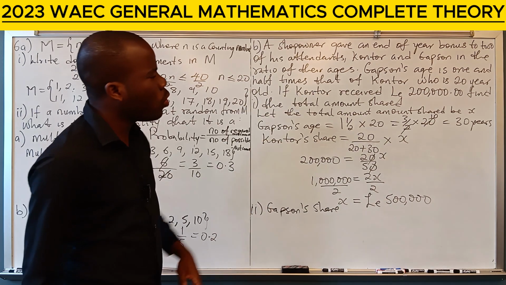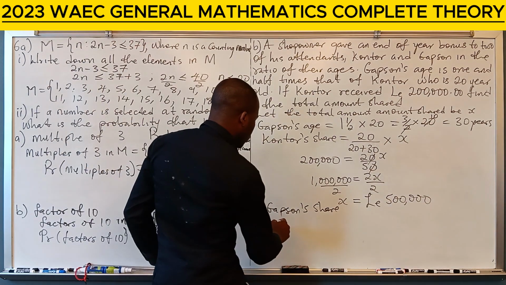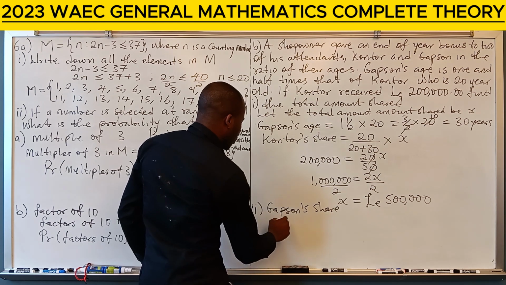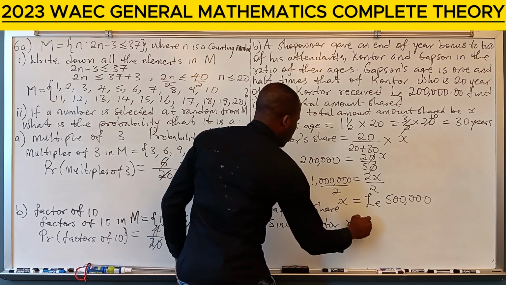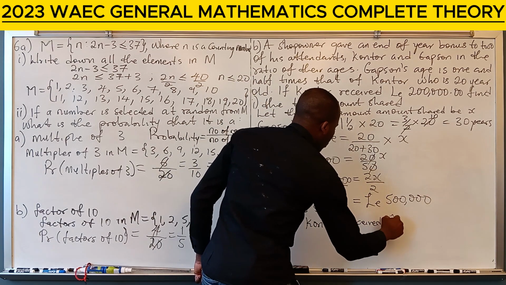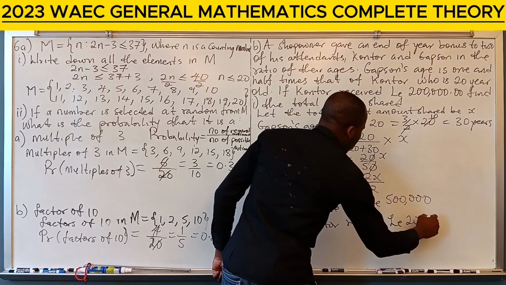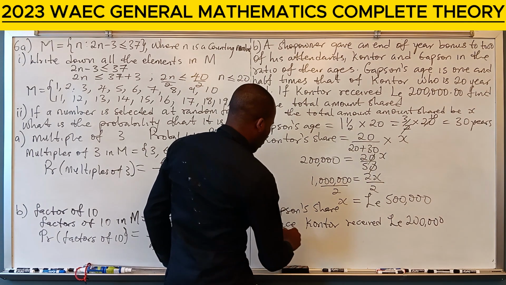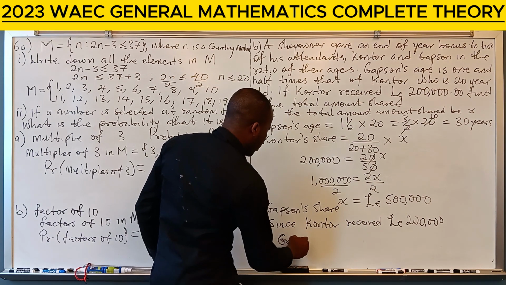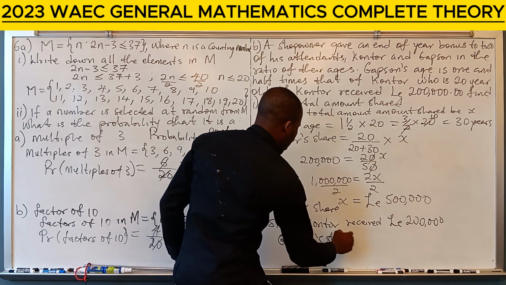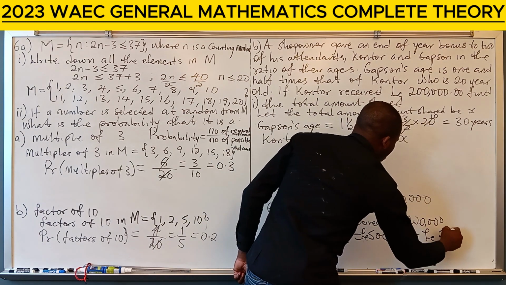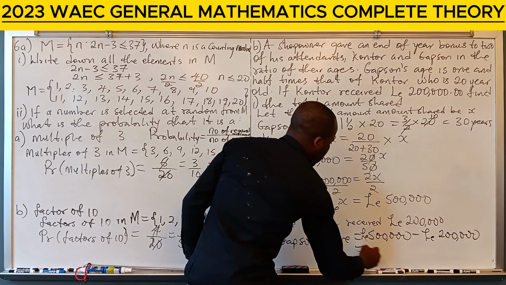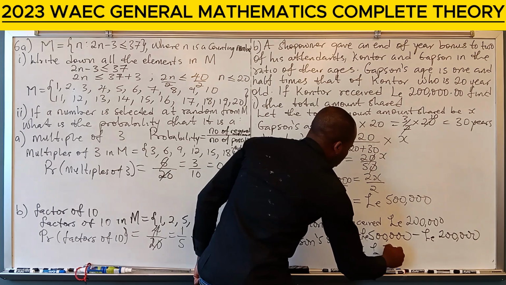Gabson's share is straightforward. Since Cantor received 200,000 Egyptian pounds, Gabson's share will be 500,000 minus 200,000 Egyptian pounds, which is 300,000 Egyptian pounds.